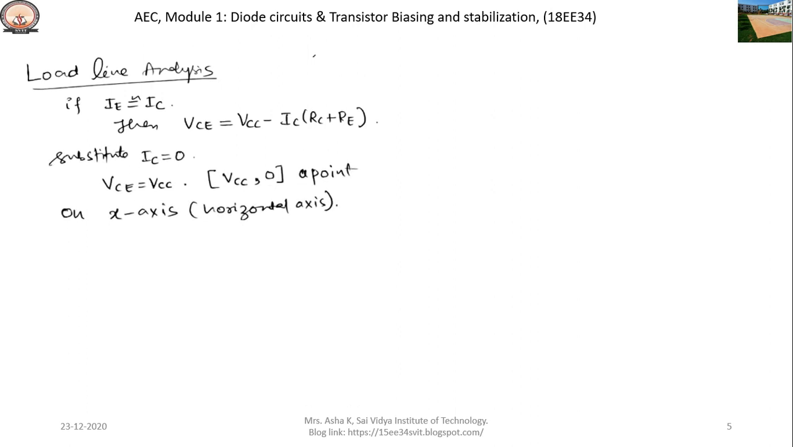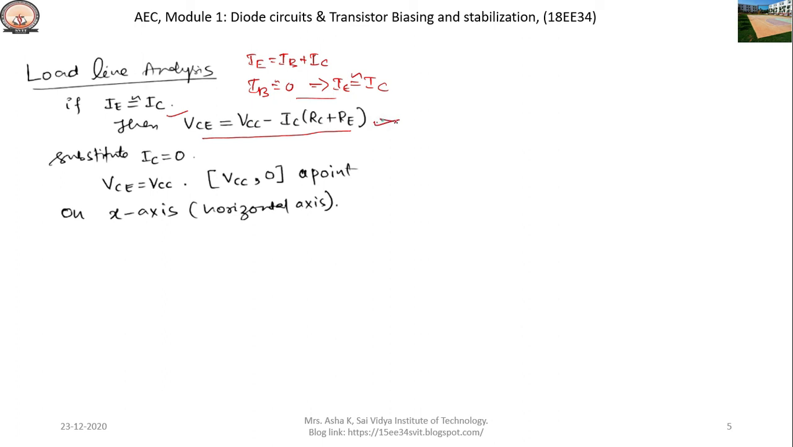Now we'll discuss the load line analysis. In load line analysis, since IB is very small, IE is equal to IB plus IC can be written as IE is almost equal to IC. By approximating this, I can get an output voltage equation: VCE is equal to VCC minus IC into (RC plus RE).